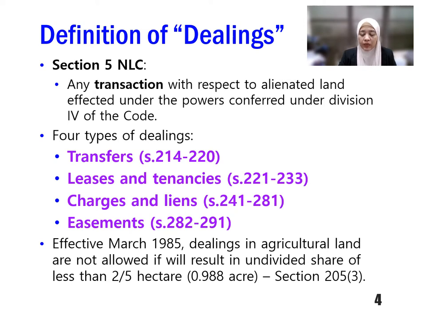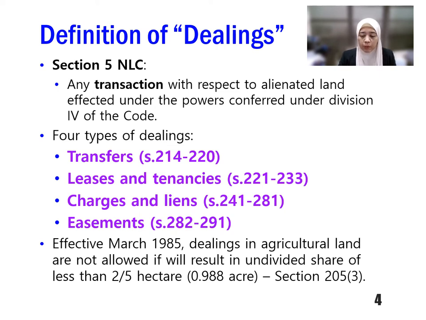Again, there are other dealings that are available under National Land Code, but due to the time restraints and other factors that are taken into consideration, we're not going to discuss those other dealings. For instance, we have right of way, whether the conventional right of way or land administrator's right of way, LARO. We're not going to discuss that under this course.